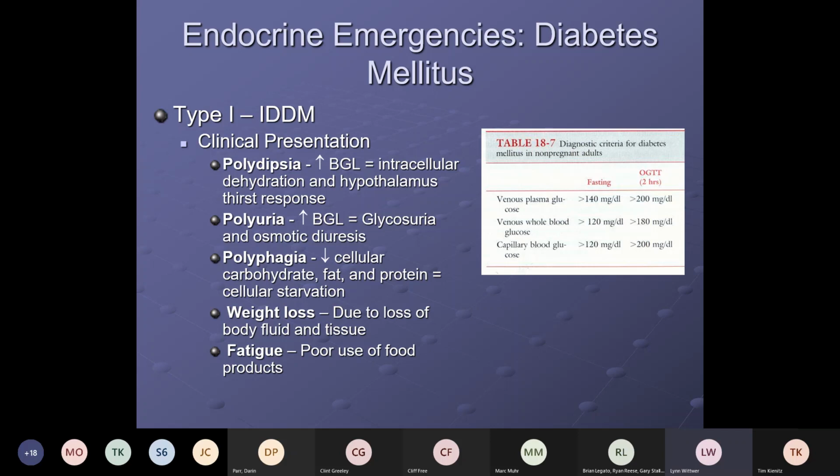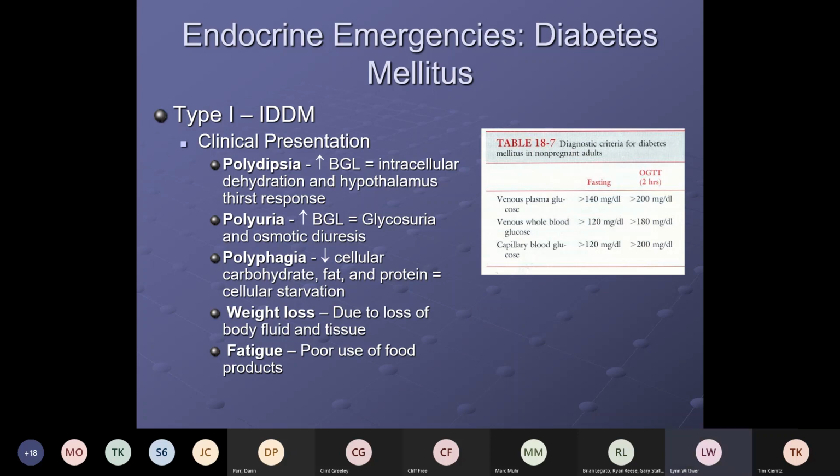So essentially, you begin dehydrating your cells, and so you get intracellular dehydration. For quite a while, you can maintain your intravascular volume, but then it becomes depleted as well, and you end up urinating out glucose and a lot of water. Now, you get polyphagia, a lot of hunger with that, and they eat a lot because of decreased carbohydrate, fats, and proteins. The cells are starving, and that's interpreted at the hypothalamus as a hunger response. Weight loss due to loss of body fluid and tissue.